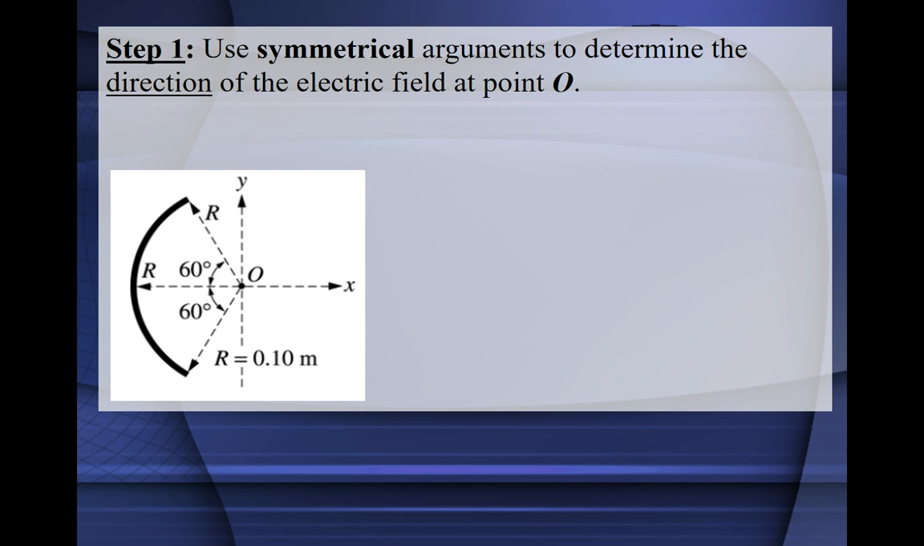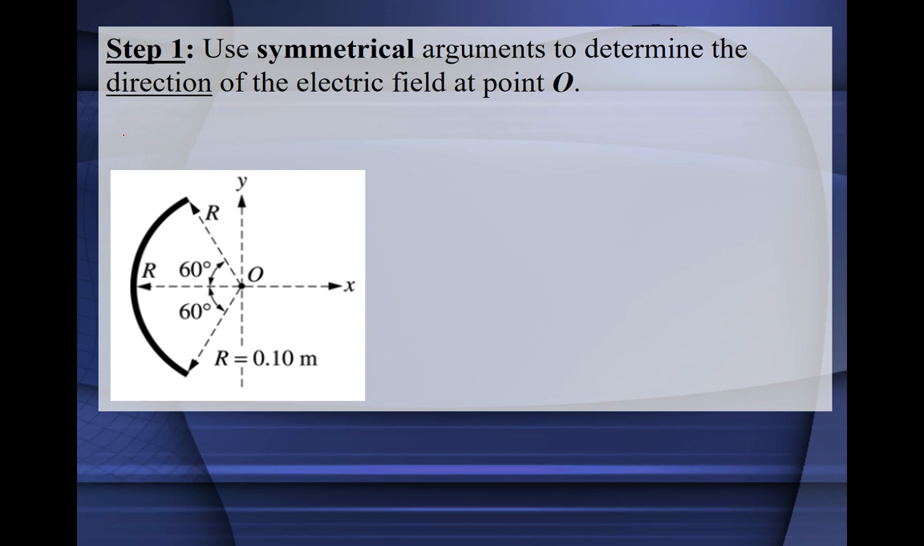Okay, so first step, you're going to see a lot of similarities between how we set things up in the previous lesson and this one. The first thing we want to do is identify what the direction is of the electric field at point O. Once again, that's pretty easy to do because you can use symmetrical arguments to figure out what it is.